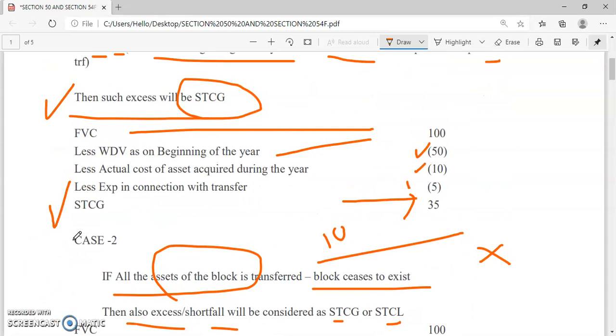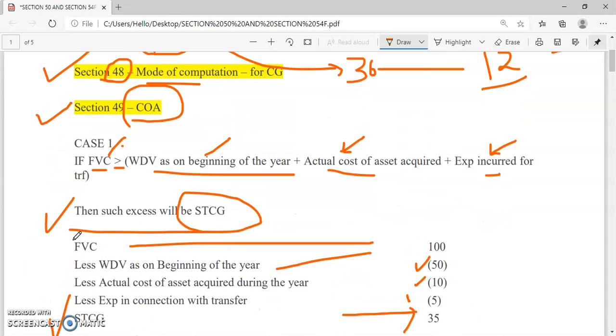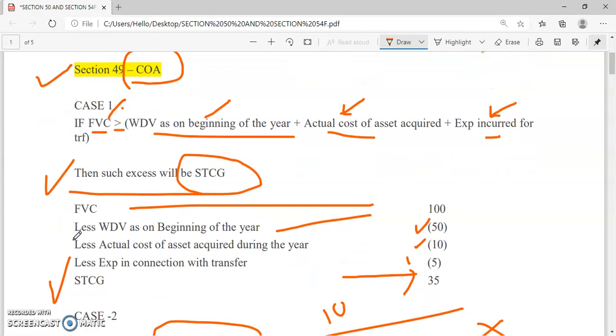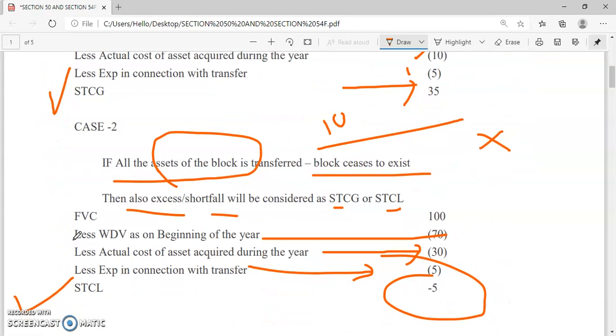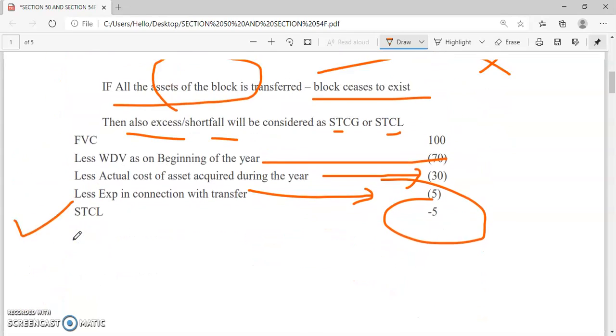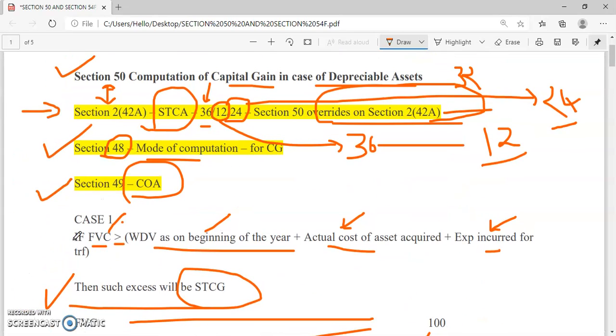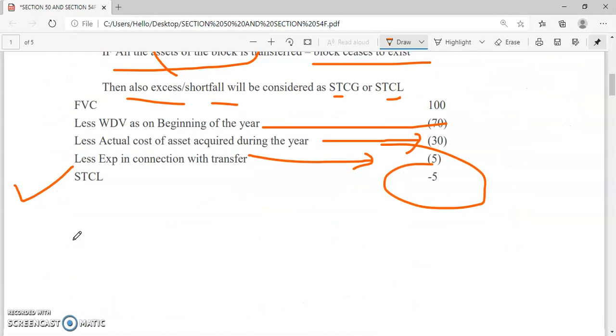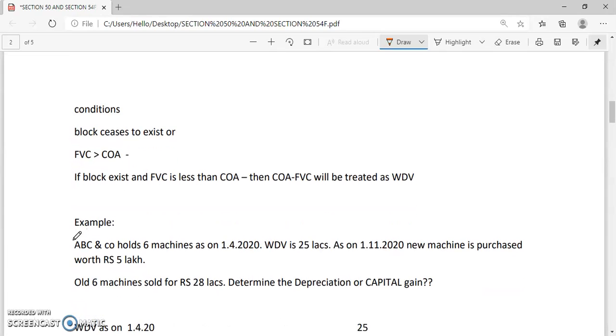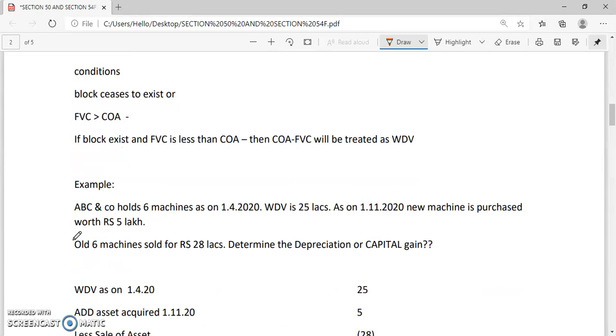So here there are two cases. In the first case, the full value of consideration is higher than the WDV plus actual cost of asset acquired plus expense incurred on transfer. In the second case, all the assets of a block are transferred and the block ceases to exist. So in these two cases, Section 50 is applicable for the computation of capital gain in case of a depreciable asset. Now we will consider what the conditions are.